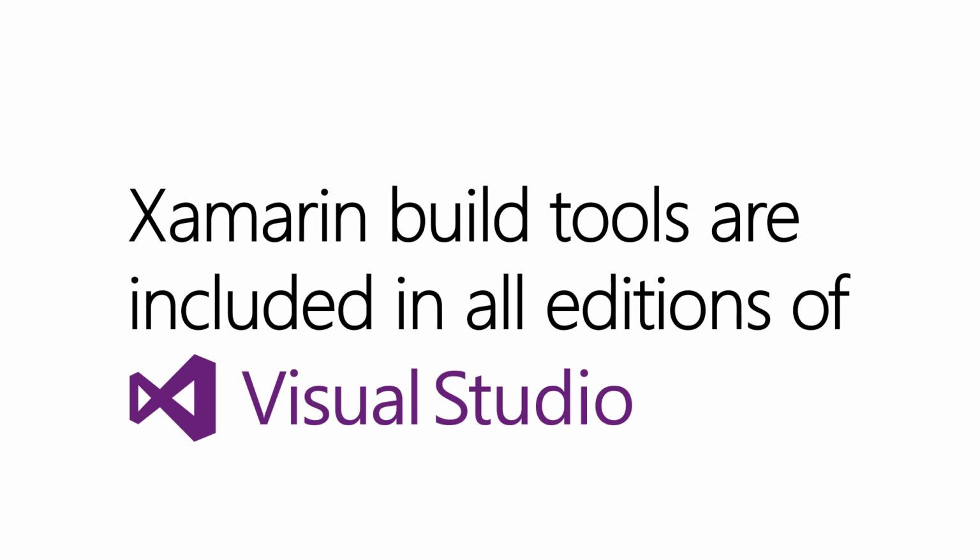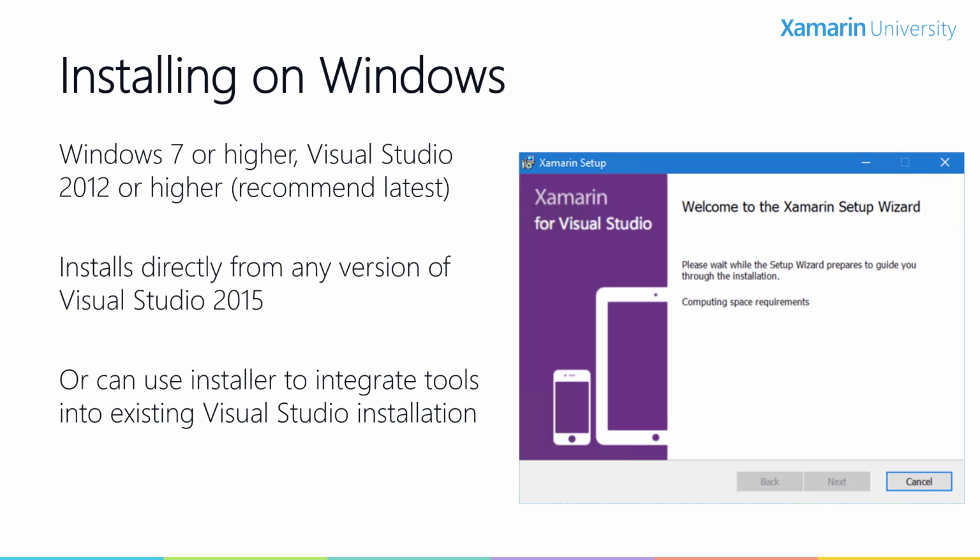Xamarin is included in the installer for every version of Visual Studio 2015, including the Community Edition. And this means that you can get started building Xamarin apps completely for free. If you're using Windows, you'll need at least Windows 7 and at least Visual Studio 2012. Of course, we recommend the latest release version with all the applied updates. Like I said, you can use Visual Studio 2015 Community Edition, which is free.